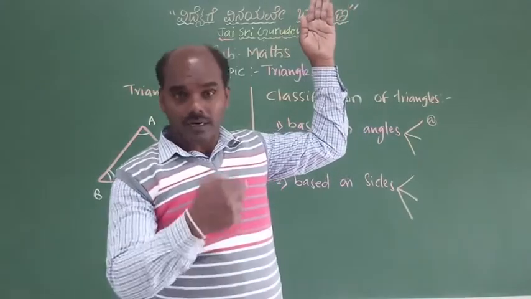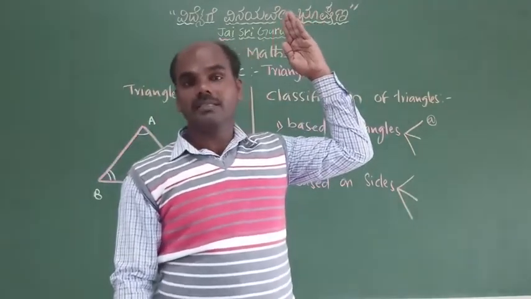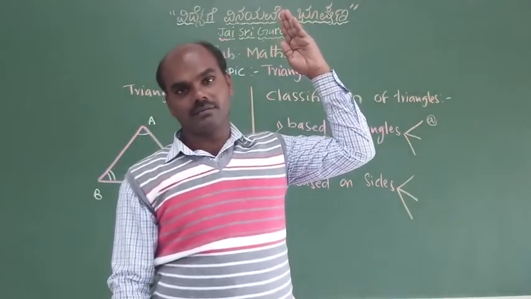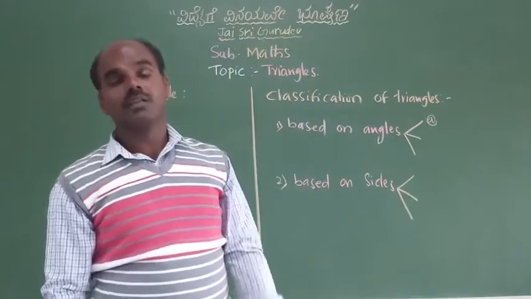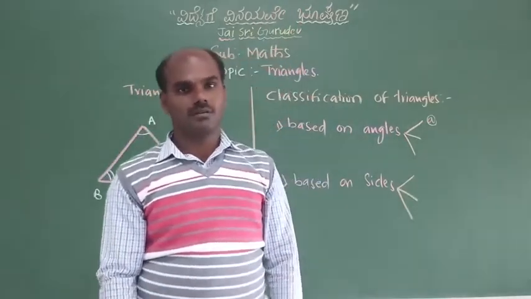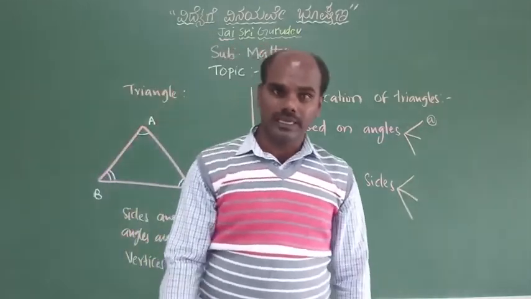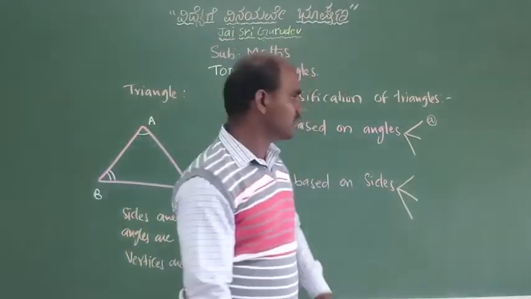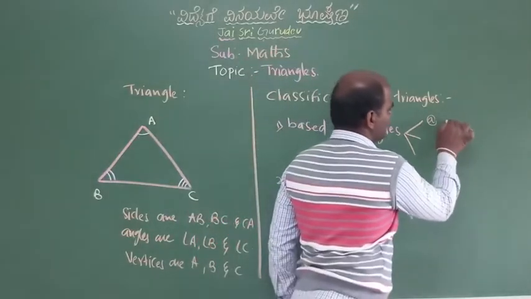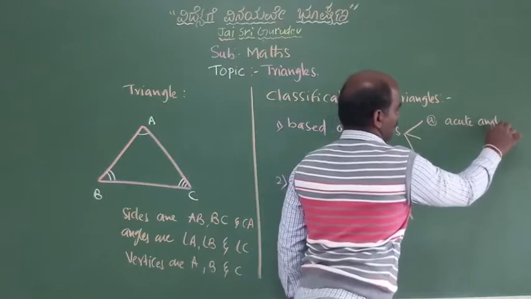According to our acute angle, that angle must be less than 90 degrees. Yes or no, children? When all three angles are of this type, such a triangle is called an acute angle triangle. So in the first one, what is it, children? Acute angle triangle.